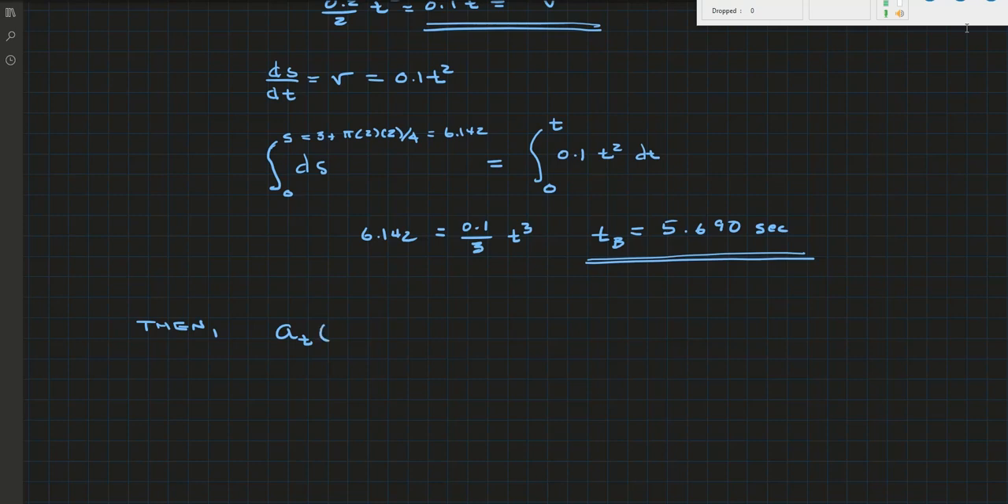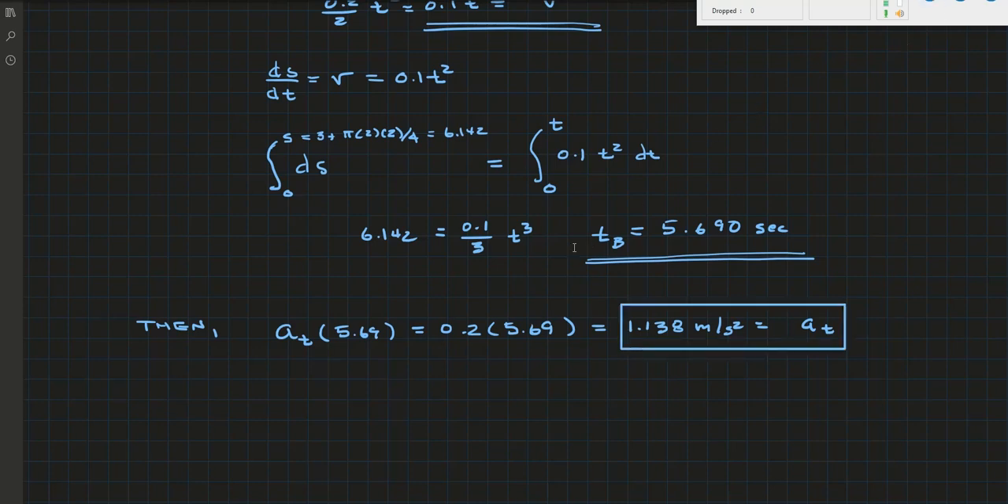Okay, so then we can figure out what our tangential acceleration is. So our tangential acceleration at 5.69 equals 0.2 times 5.69 according to our given function, and that equals 1.138 meters per second squared. Again, that's our tangential. And since that's one piece of our solution, we'll box it.